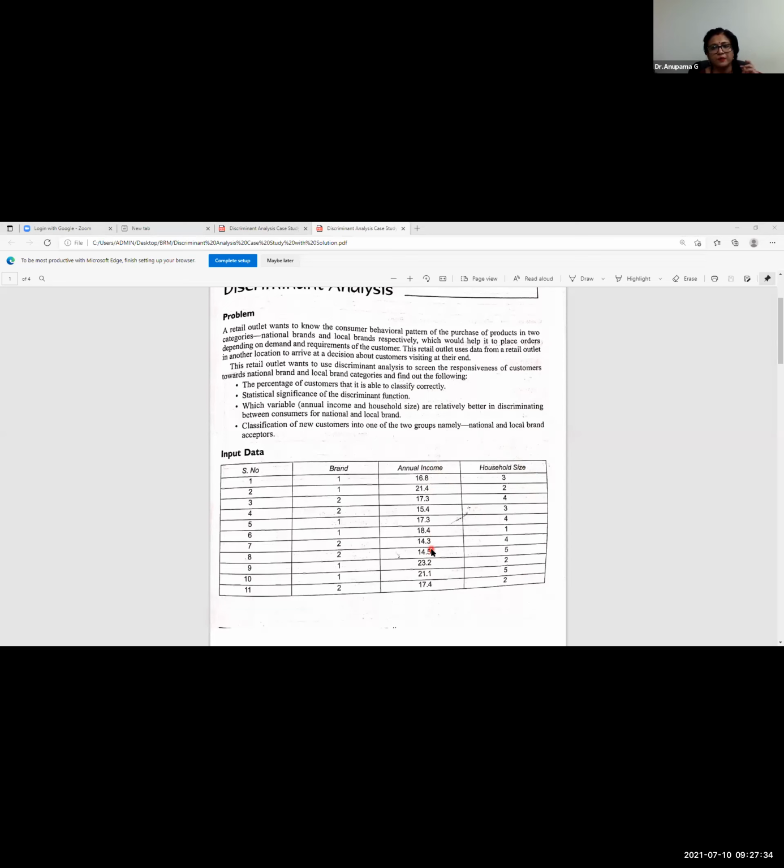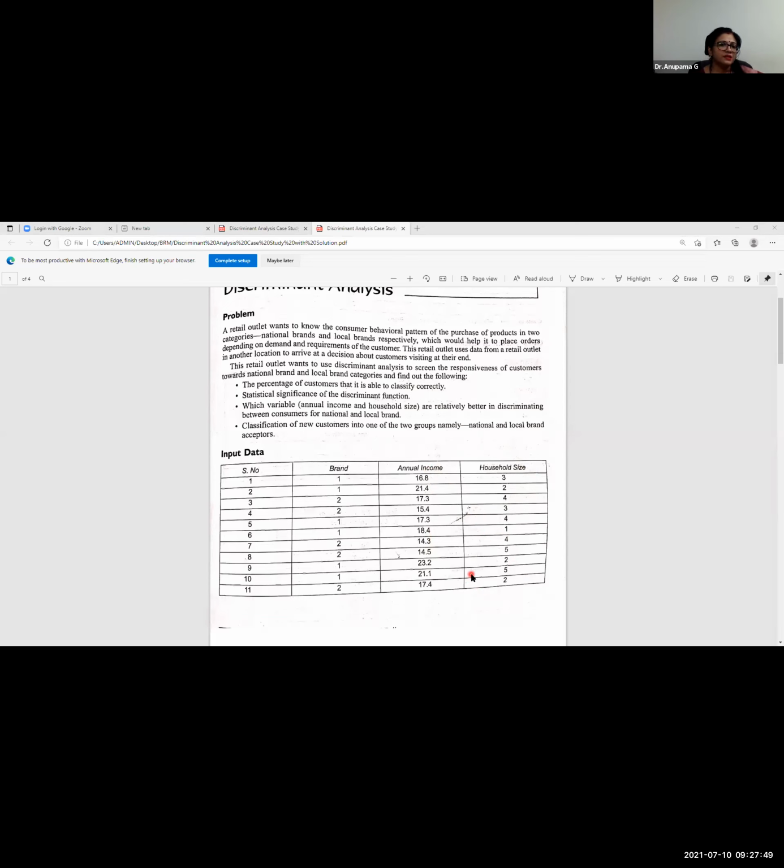It is an exact monetary amount. It is not categorical. And household size is in terms of number of members. That is also numbers like 3 members, 2 members, 4 members, 3 members, like that. So it is actually a ratio scale variable. And what have you understood till now?